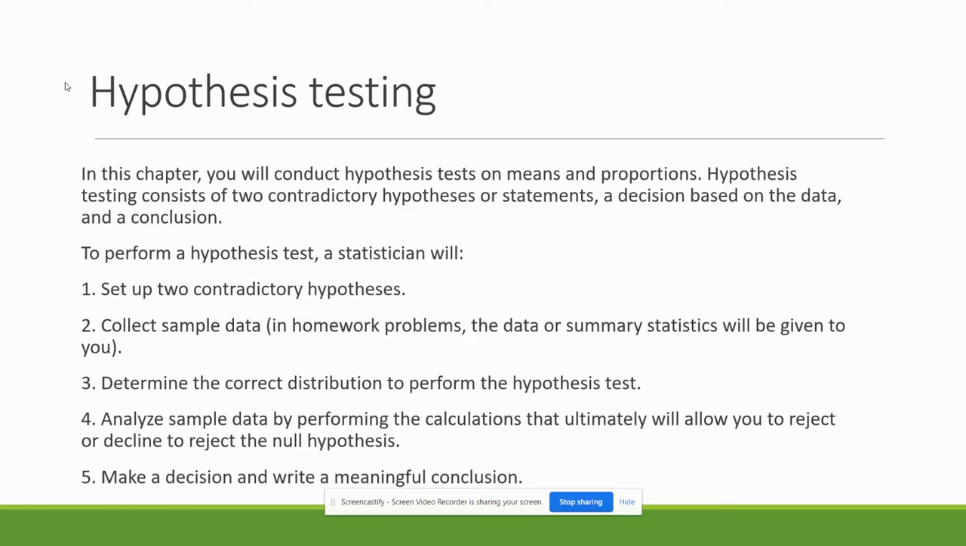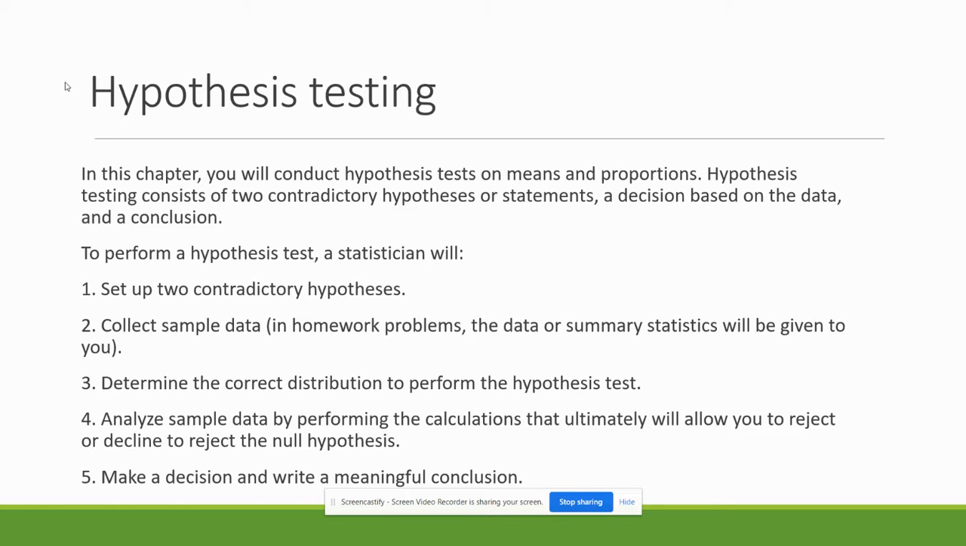So, hypothesis testing consists of two contradictory hypotheses or statements, where then you make a decision on the data and you make a conclusion. For a statistician, what we really do is we set up two hypotheses, we collect our data. For this, you're going to be doing sample data. You determine the correct distribution to perform a hypothesis test, and there's different ones. You're going to look at some means and some proportions, and then eventually we'll go to chi-squared, ANOVA, regression. Those are all hypothesis kinds of tests.